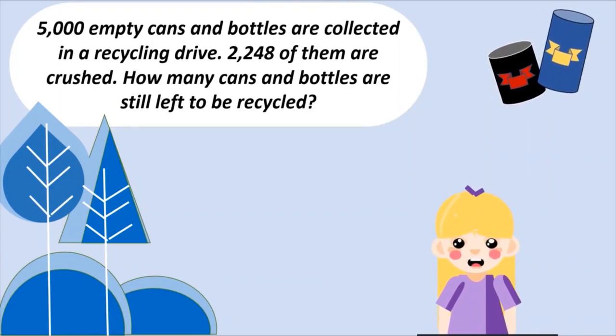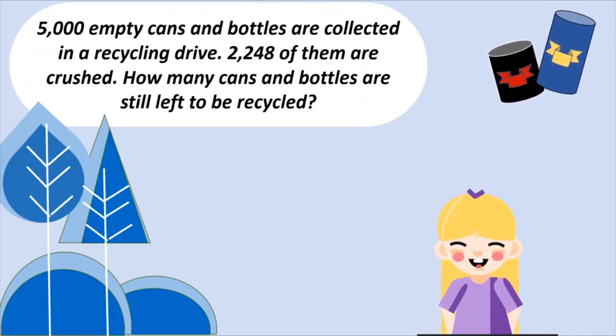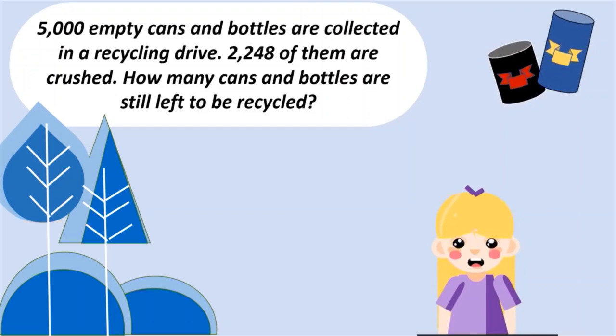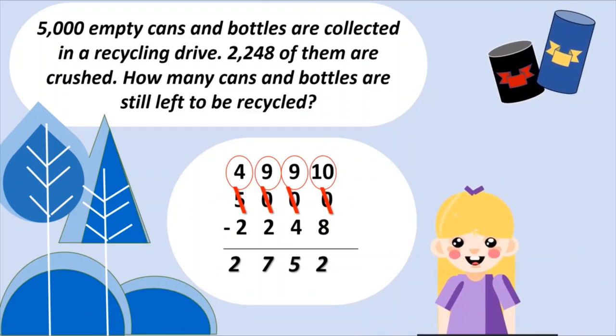5,000 empty cans and bottles were collected in a recycling drive. So, total number of cans that were collected is 5,000. 2,248 cans were crushed. So, how many bottles and cans are still left to be recycled? So we subtract 2248 from the total number of cans and we get 2752. So 2752 cans were still left to be recycled.